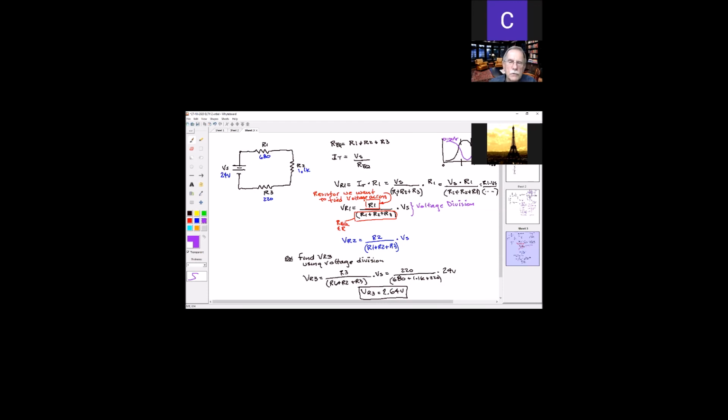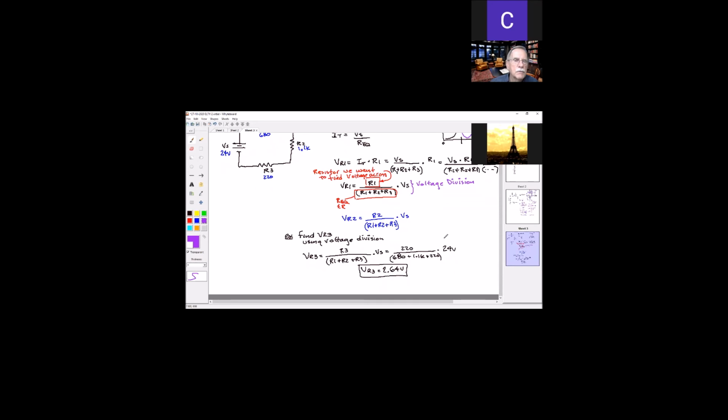Any questions on voltage division? Just for a practice problem, solve for V sub R1 using voltage division.